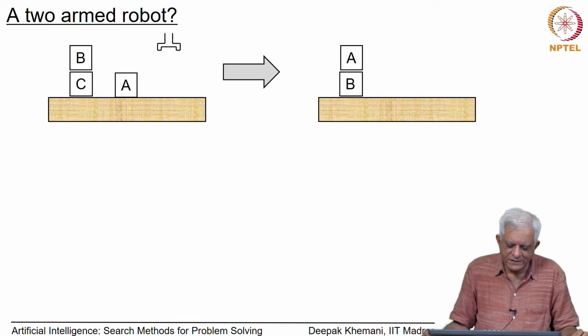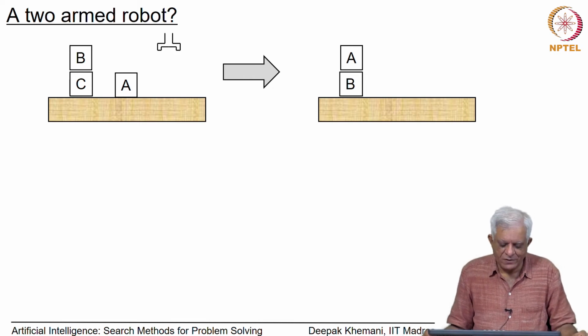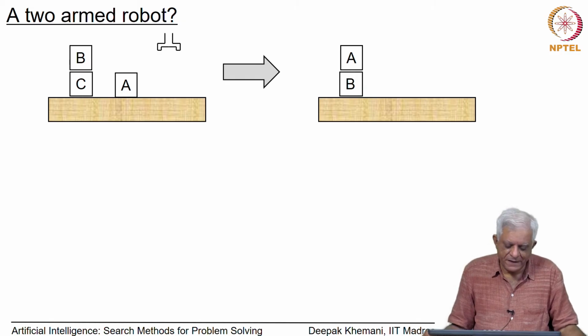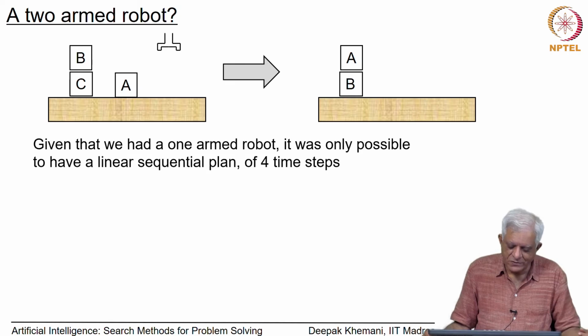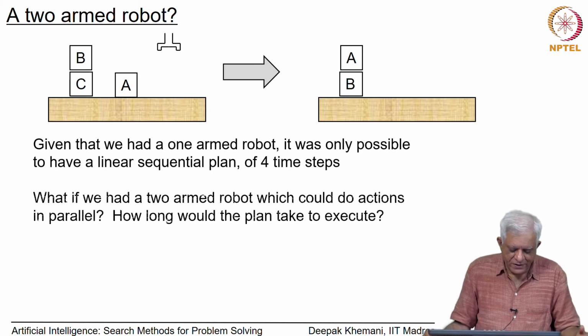What if we had a 2-armed robot? For the same problem that we are trying to solve, let us say that the domain has a robot which has got 2 arms. In the given domain, as it was in the strips domain, it was only possible to have a linear sequential plan of 4 time steps. What if we had a 2-armed robot which could do actions in parallel?